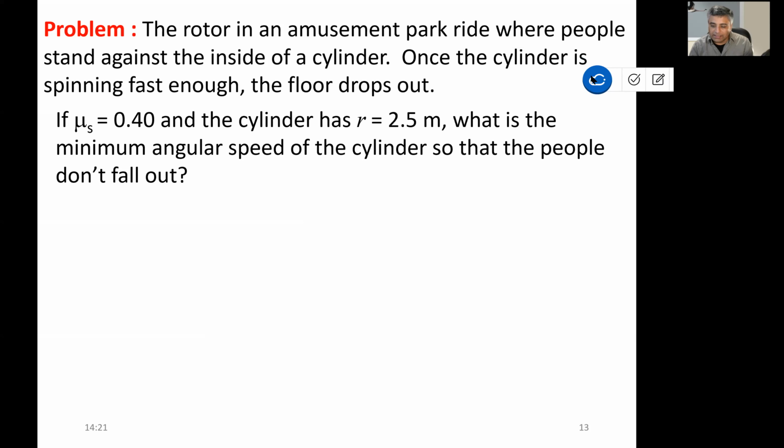So again, this is exactly the same problem, the barrel problem, right? So what's the difference here? R is given. I think I don't even need to write them down here. So now the question is, what should be the minimum angular speed? That means we are looking for v or omega. Omega, right? Okay.